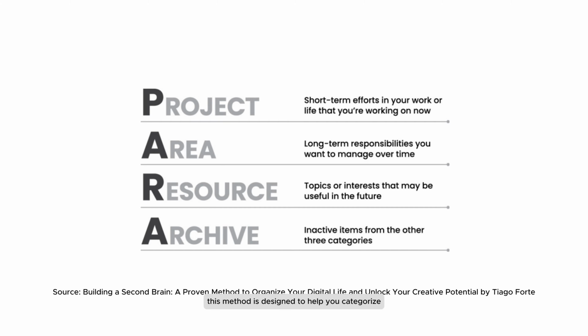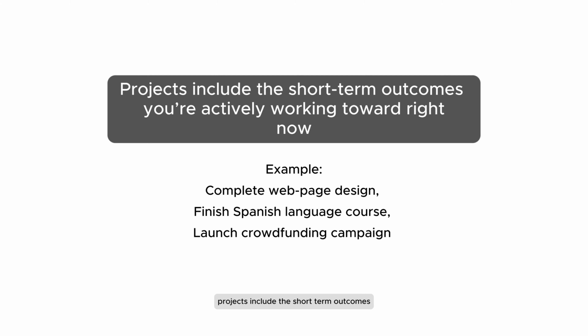This method is designed to help you categorize and prioritize your tasks and projects by placing them into four key categories: projects, areas, resources, and archive. Projects include the short-term outcomes you're actively working toward right now. For example, complete web page design, finish Spanish language course, launch crowdfunding campaign.